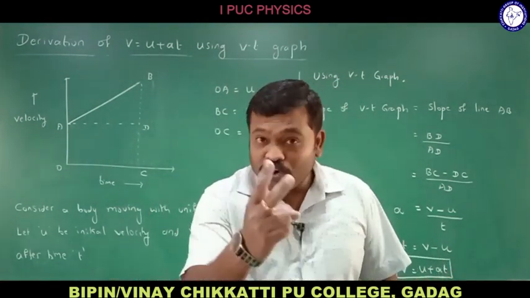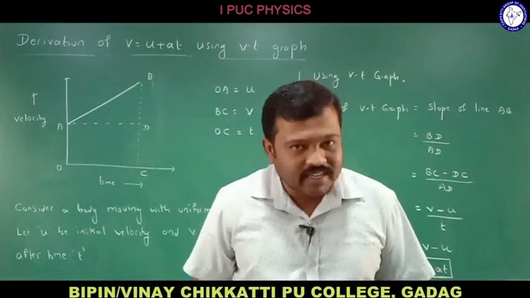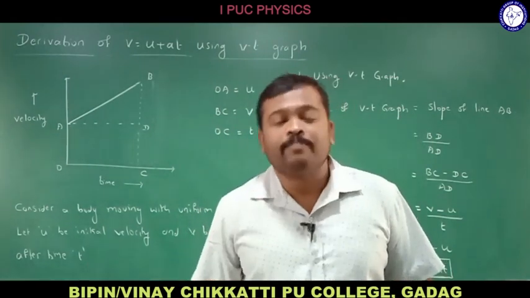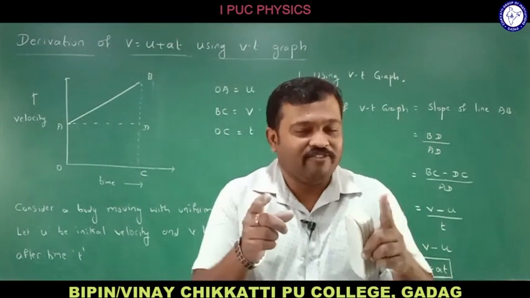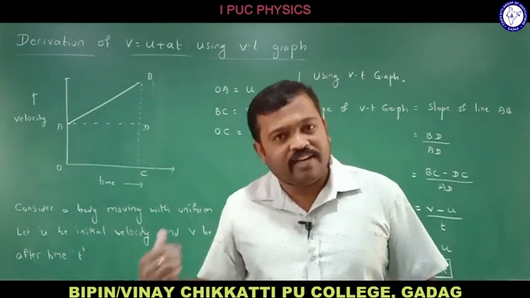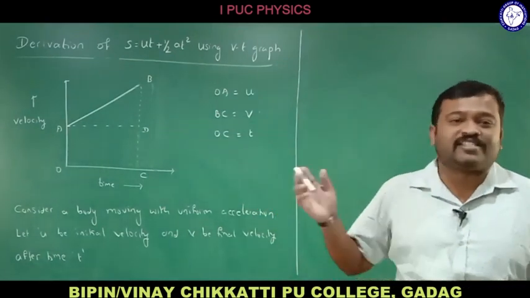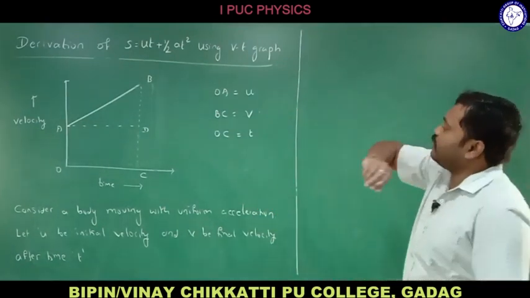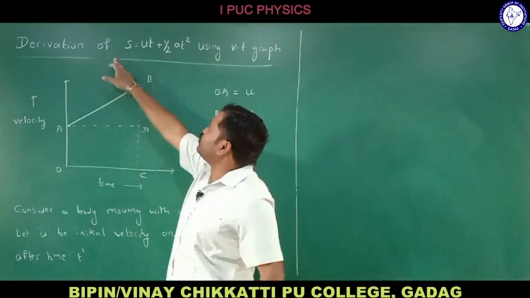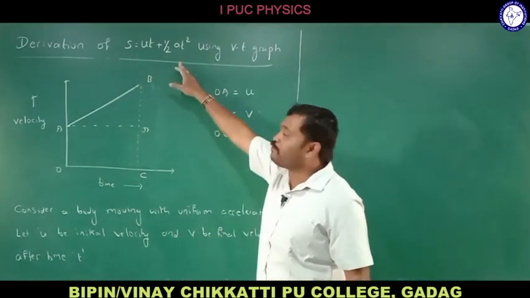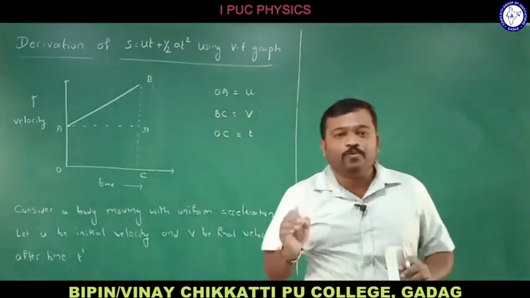Now, let me move on to the second kinematic equation, that is S equal to UT plus half AT square, and we will be deriving this by using the VT graph. The velocity-time graph remains the same for the second derivation. This is the second derivation, that is, derivation of S equal to UT plus half AT square using the VT graph.